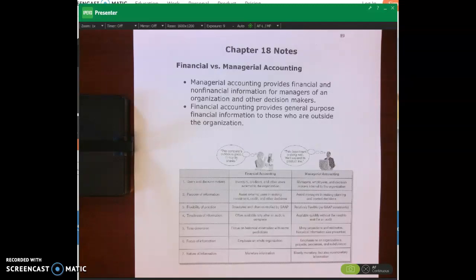In managerial accounting, on the other hand, we're talking about using accounting and financial information to make decisions within the organization. So for example, how many units or how much sales would we have to generate in order to cover all of our costs to break even?